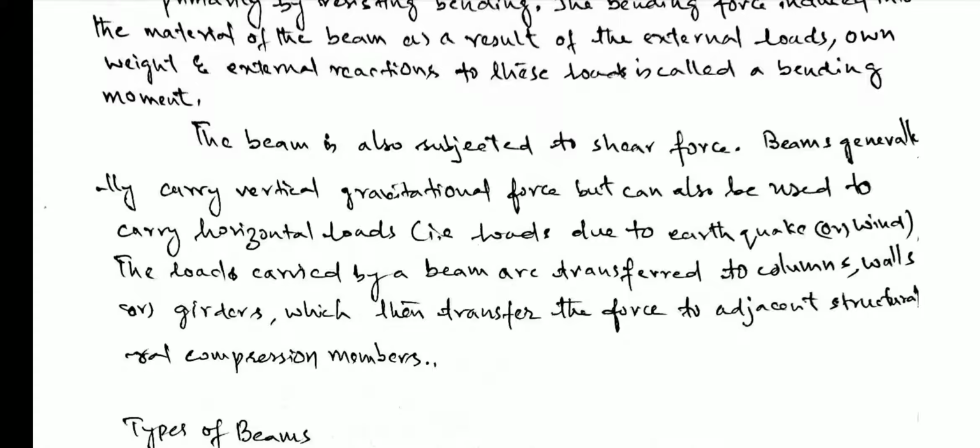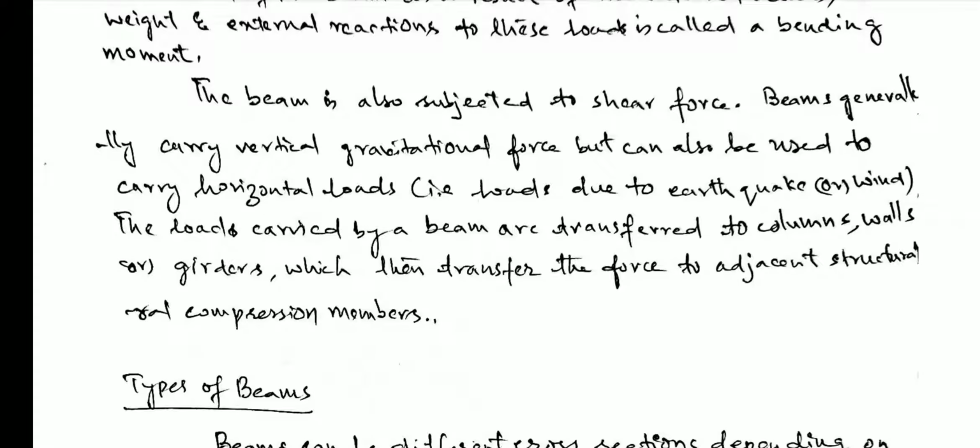Beams generally carry vertical gravitational force but can also be used to carry horizontal load, that is load due to earthquake or wind. The load carried by a beam is transferred to the column or wall or girder, which then transfers the force to the adjacent structural compression member. This phenomenon we already know: the forces from the beam are transferred to the column and then to the foundation. In steel we can say column to base plate to the foundation without failing. That is what they are telling here.